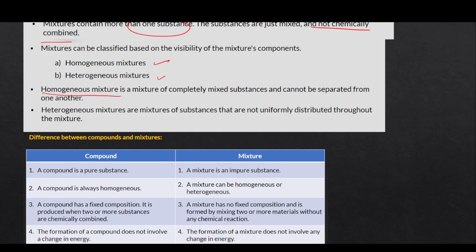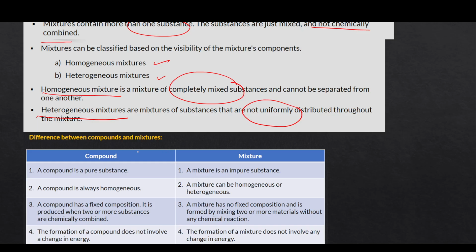Homogeneous mixture means everything looks the same, like salt dissolved in water, right? And in a heterogeneous mixture, you can see the different parts, like sand and water, because it is not uniformly distributed. And in homogeneous, the substances are completely mixed. Okay. Then you can see here, compound and mixture.